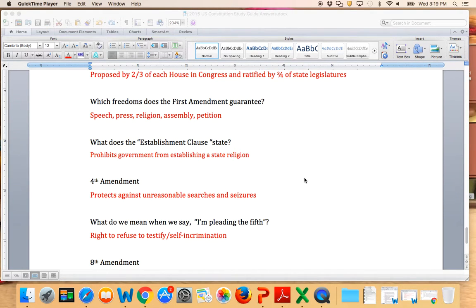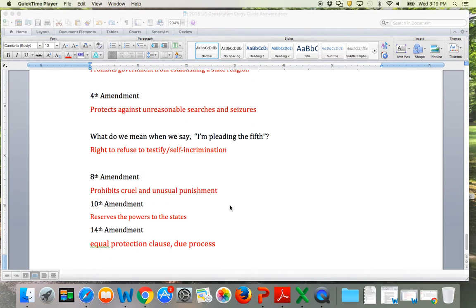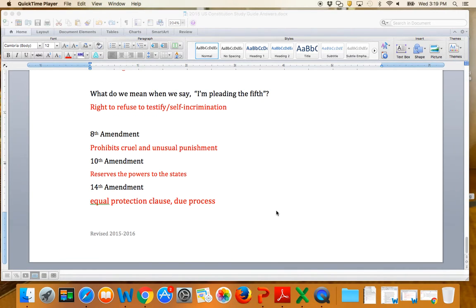The Fourth Amendment protects against unreasonable searches and seizures. If you say, "I'm pleading the Fifth," you are refusing to testify, the right against self-incrimination. The Eighth Amendment prohibits cruel and unusual punishment. Your 10th reserves all powers not given to the federal government to the states.